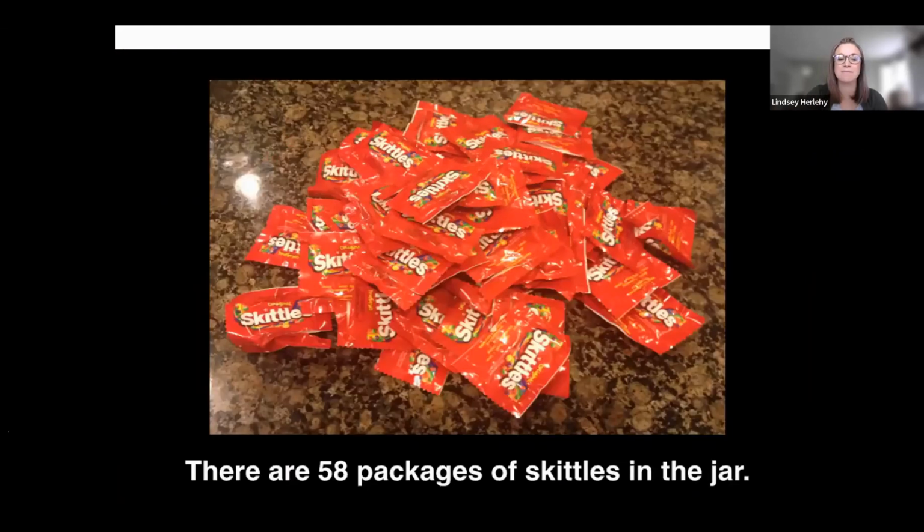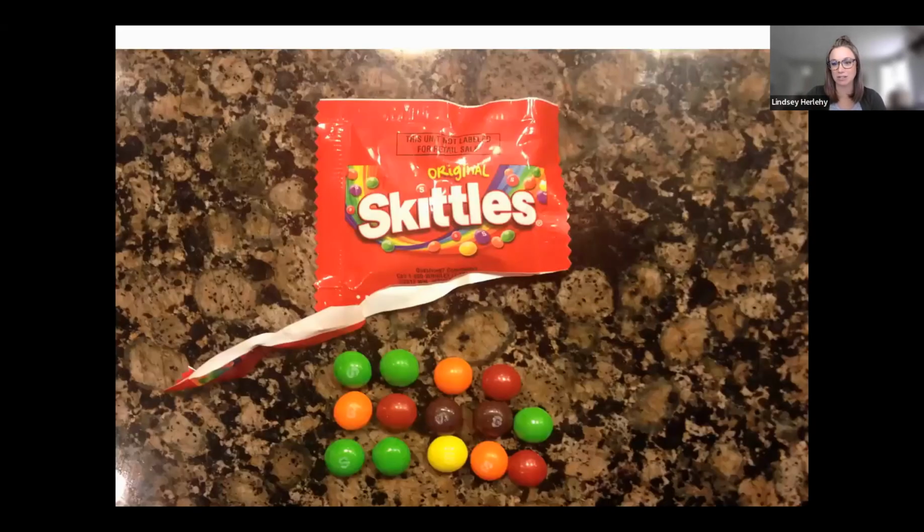All right. When we look at this, it tells us that there are exactly 58 packages, fun-size Skittles in that jar. 58 packages. All right, so that was one of the things that you asked me about. The next piece of information that you wanted to know was how many Skittles are in a bag. So in this particular bag that we sampled, you can see right there that it's kind of laid out there for you. There are 14 Skittles in the bag. 14 Skittles in this bag. Okay, those were the only two things you needed.